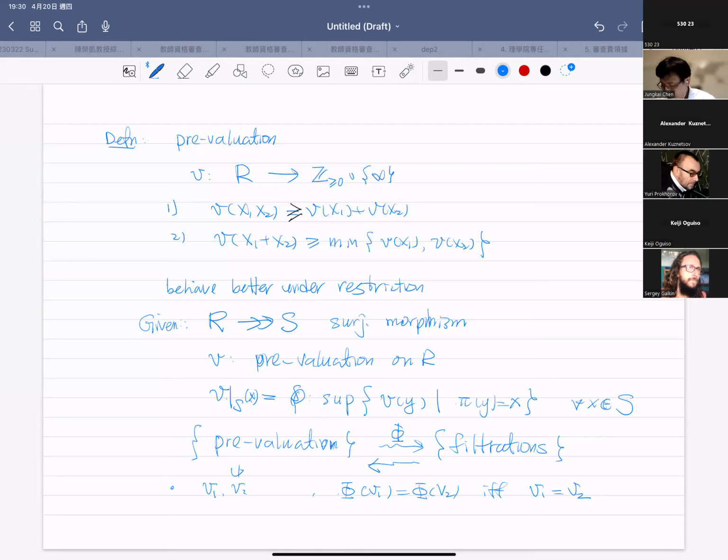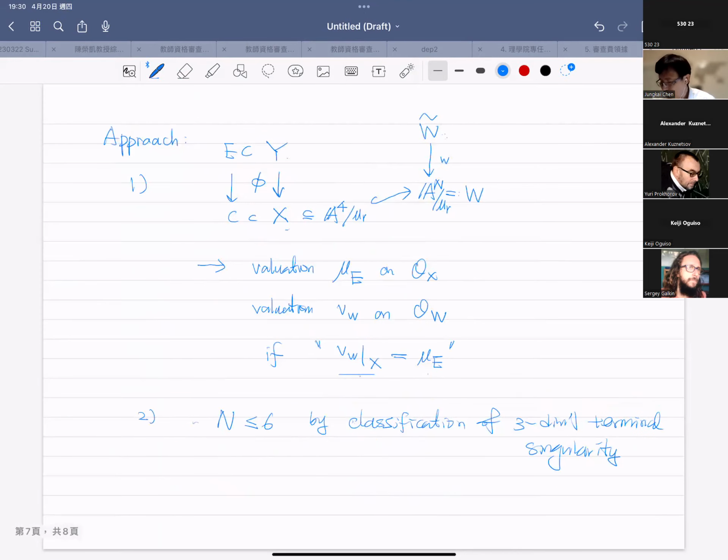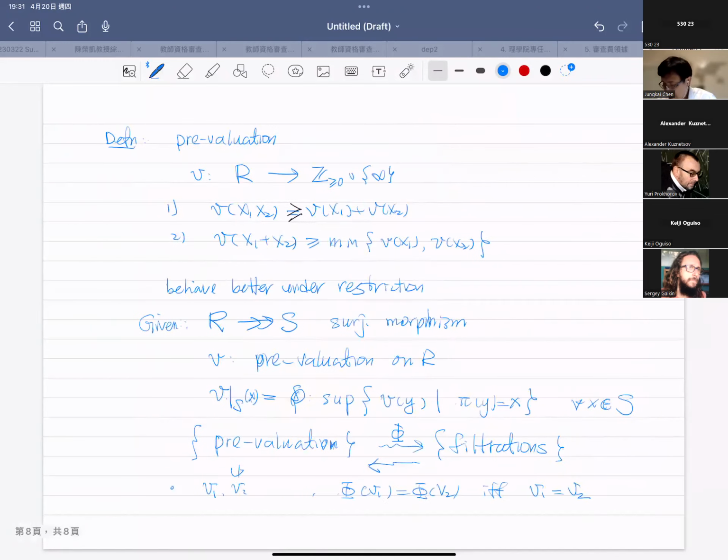So this meets our purpose to compare the valuation given by the exceptional divisor and the valuation given by the weight. And actually we need to consider the restriction of valuations to X, but the restriction of a valuation is not necessarily a valuation, while the restriction of a pre-valuation is still a pre-valuation. It's easy to check that the restriction of a pre-valuation is a pre-valuation.